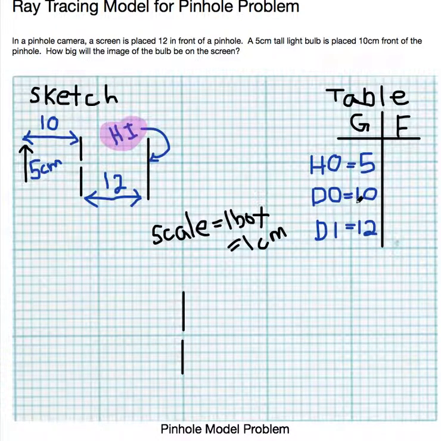Okay, so now I need to place a 5 centimeter object 10 centimeters from the pinhole. Well, this is 10 centimeters from the pinhole, and I need a 5 centimeter object. I'm going to choose a pentagon, and I need that pentagon to be 5 boxes tall. And we've got 1, 2, 3, 4, 5 boxes right there. Okay. And I'm going to try to move it so you can more readily see that it's just about 5 boxes.